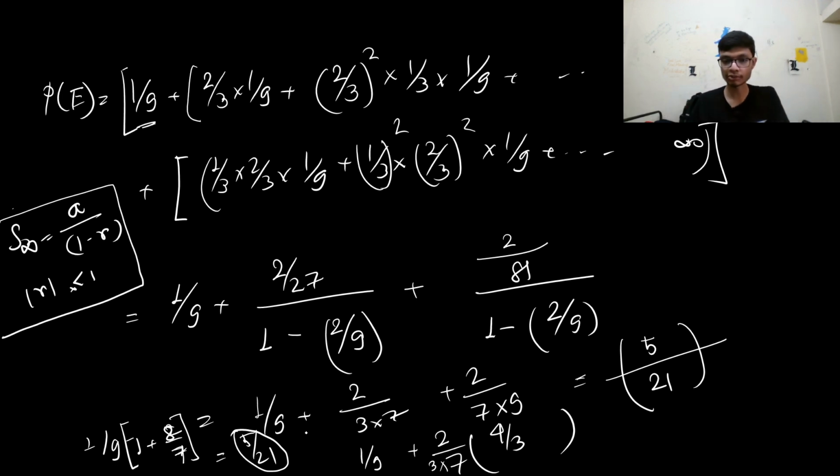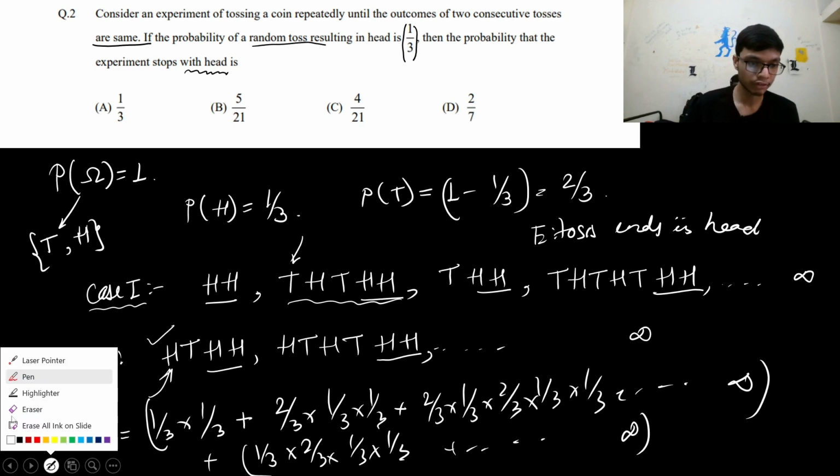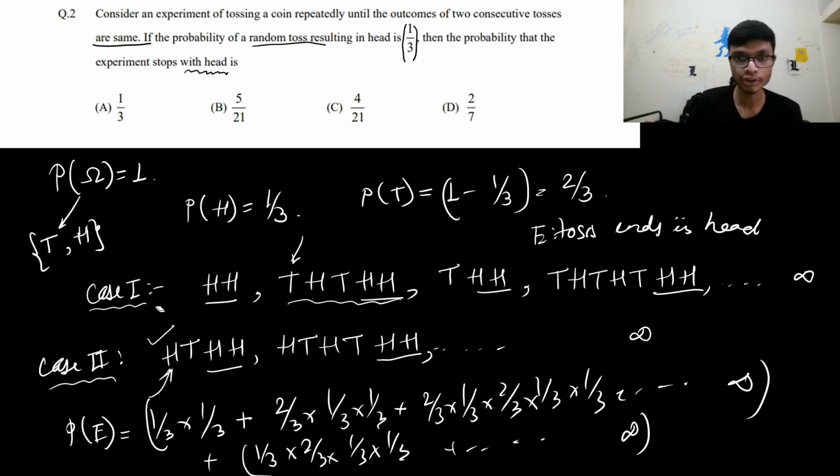So from here you get the result of this particular probability question, that the experiment of tossing a coin until two consecutive tosses having the same outcome will have the result.